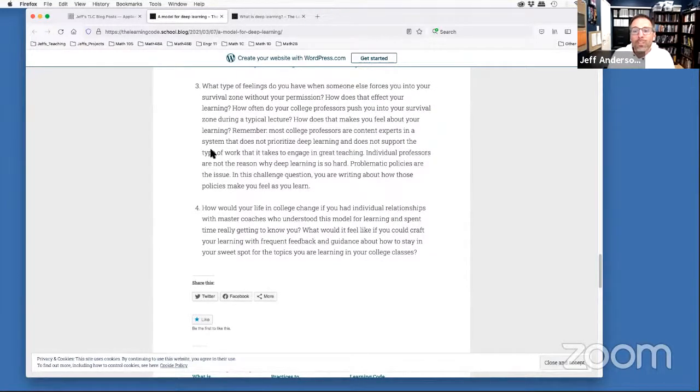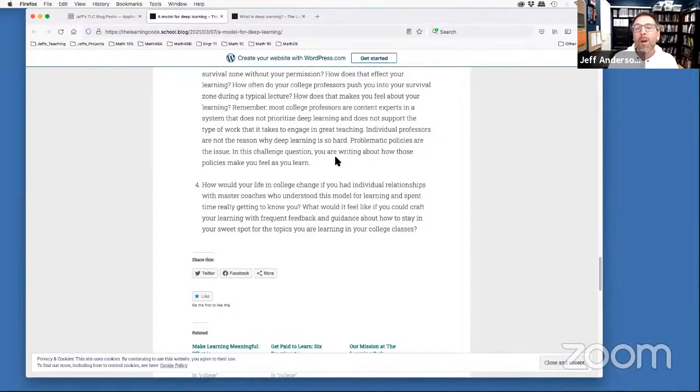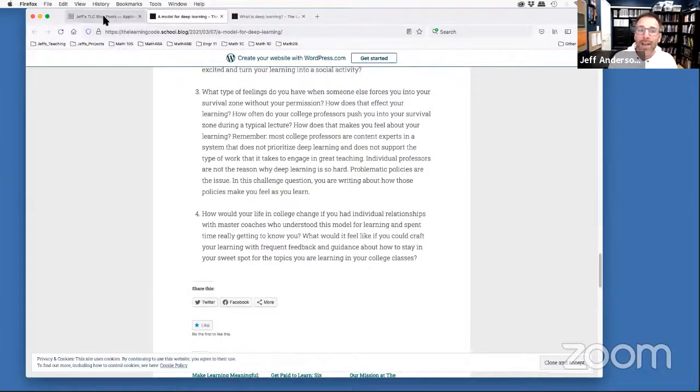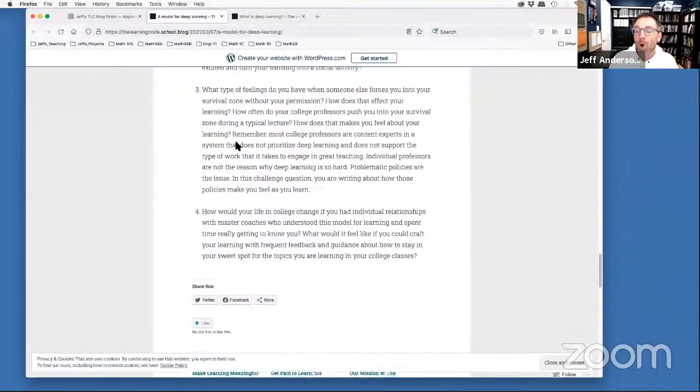Remember, most college professors are content experts in a system that does not prioritize deep learning and doesn't support this type of work. So I like to say that individual professors are not why deep learning is so hard. Problematic policies are why deep learning is so hard. I have another post on that, Why is Deep Learning So Hard, which talks a lot about why college makes deep learning almost impossible in so many circumstances.